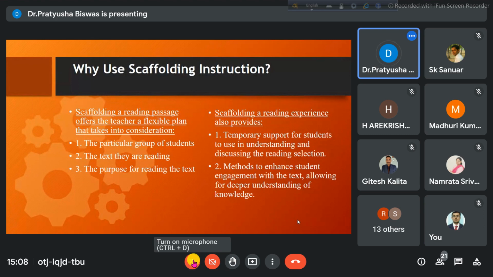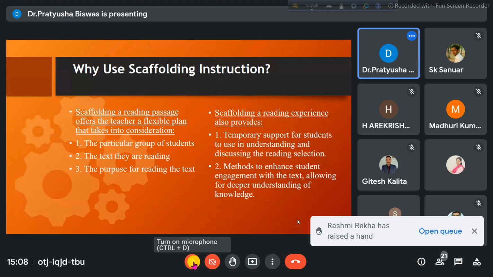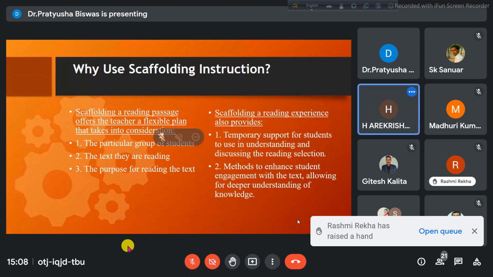Yes, please. Why do we use scaffolding instruction? Yes, Hare Krishna ji, yes. Actually, give a specific concept about the matter.